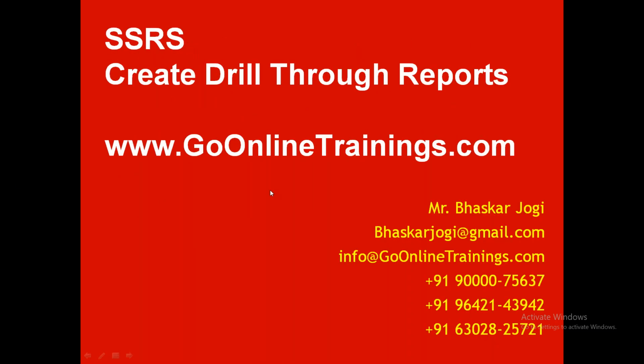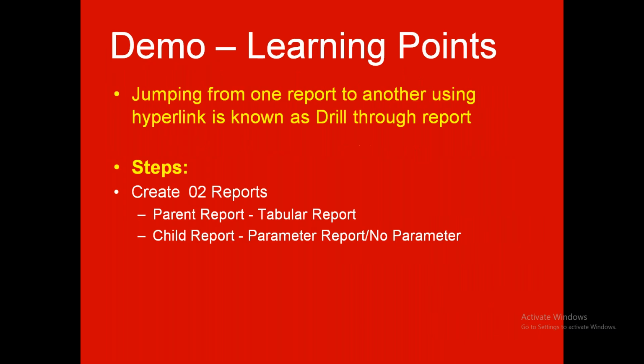Compulsorily people would ask you this question: what is a drilling down report, and what is a drilling through report? Drilling down means the visibility property, show and hide, and a toggled column. When you have these two properties, that is what is called drilling down. Drilling through means jumping from one report to another. Today we're going to be discussing drilling through. You need to create a minimum of two reports, because you're planning to jump from one report to another with the help of a hyperlink.